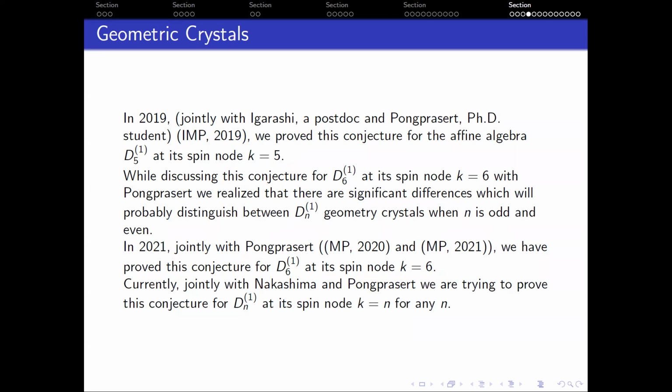And currently, Nakashima has joined us, and the 3 of us are trying to find a general proof for arbitrary rank n. Okay, so there are a lot of problems. I think this probably is a good time to stop. I should also mention, is Erika here? Yeah, Erika is actually working on proving this conjecture for C_n upper 1.